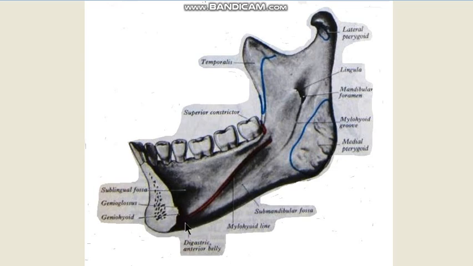Exactly in the midline you have a depression just behind, on either side of the midpoint, and this depression is the digastric fossa. It is for the attachment of the anterior belly of the digastric, of which you know the posterior belly is attached to a groove for the digastric just medial to the mastoid process of the temporal bone.